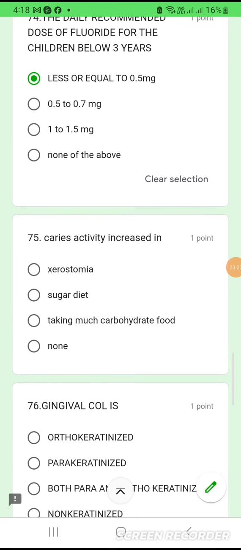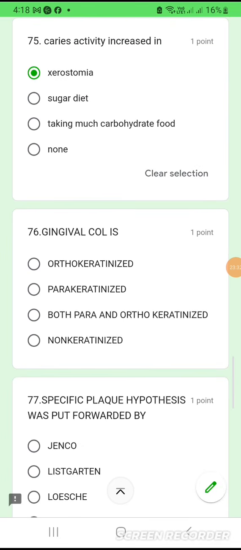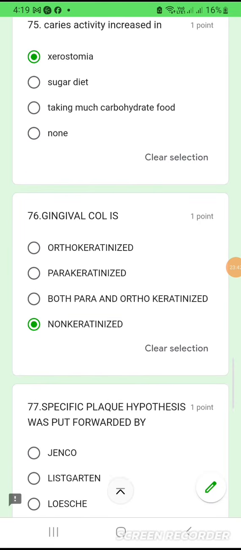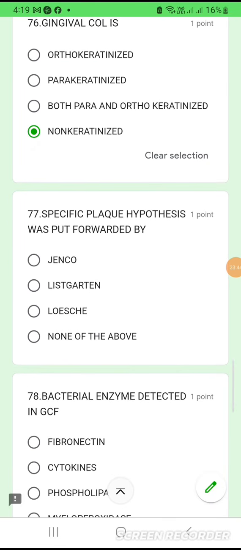Caries activity increased in cases of xerostomia, sugar diet, taking much carbohydrate food, and none. So caries activity suddenly increases if you are having xerostomia. Option A. 76. Gingival col is orthokeratinized, parakeratinized, both para and ortho, or non-keratinized. Gingival col is non-keratinized. Option D is the answer.